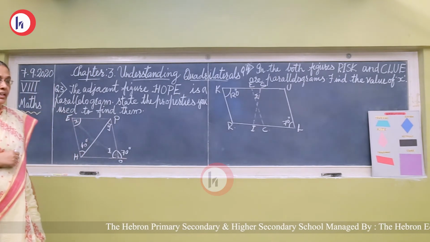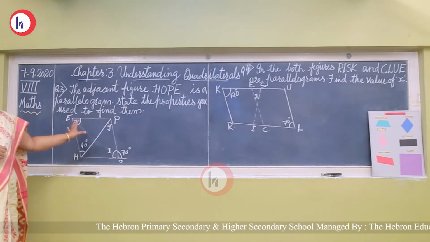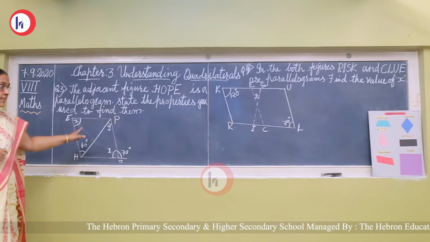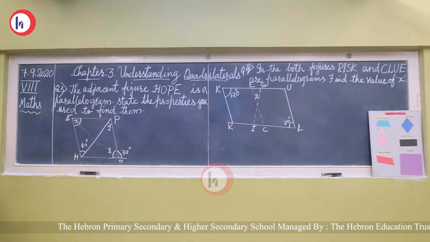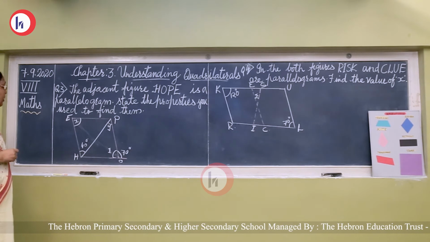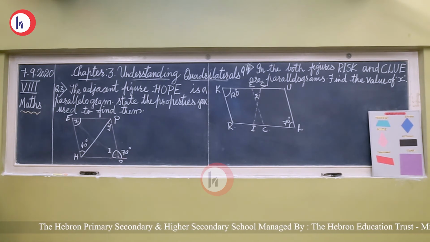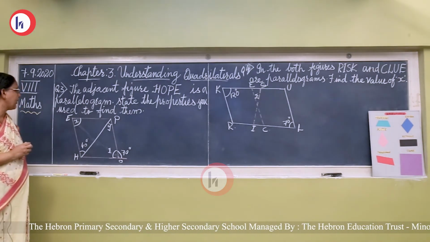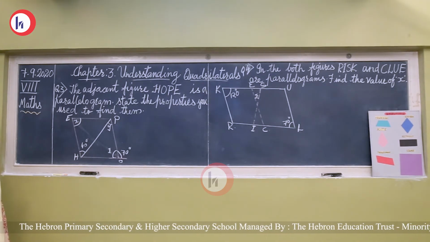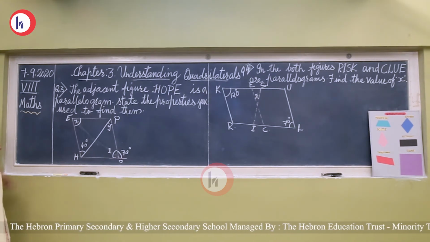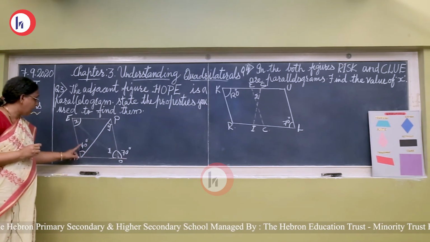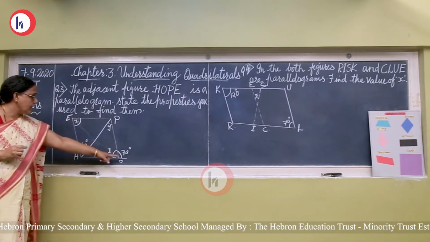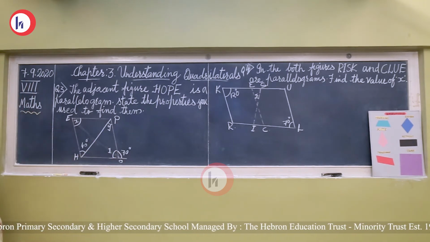Now, here we can see that more properties of quadrilaterals can be used to solve the sums. So, here is the question: in the adjacent figure, HOPE is a quadrilateral, a parallelogram. State the properties you use to find them. So, what is to be found out? X is not given, Y is also not given, so we have to find them out. Angle H is given, 40 degrees, and outside, one angle of 70 degrees is also given.